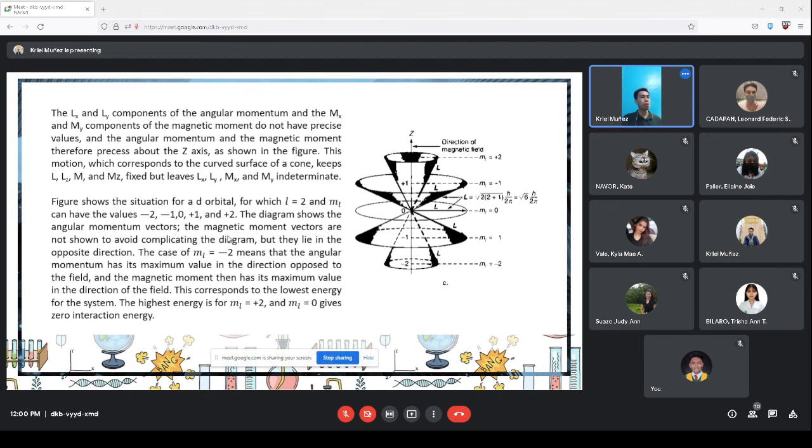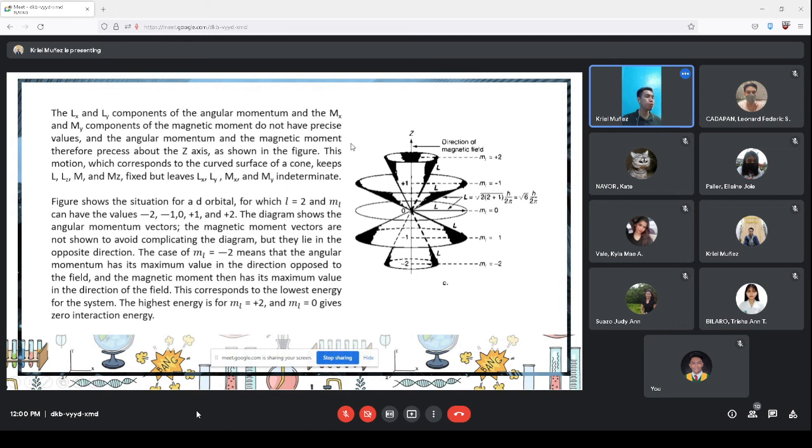Okay? So another thing, ito meron tayo dito for the d orbital naman. Anyway, so the L sub x and L sub y components of the angular momentum and the m sub x, I think this is the last slide, and the m sub y components of the magnetic moment do not have precise values. And the angular momentum and the magnetic moment therefore precess about the z-axis, as shown in the figure, this figure on the right.